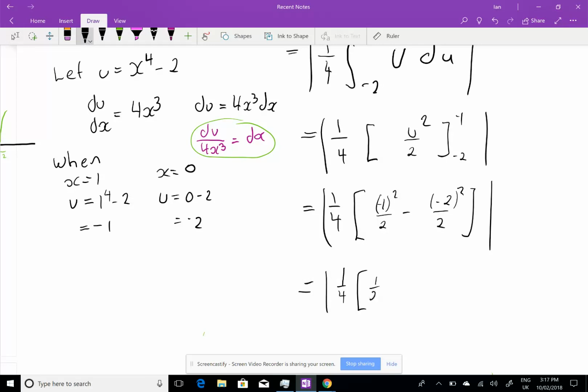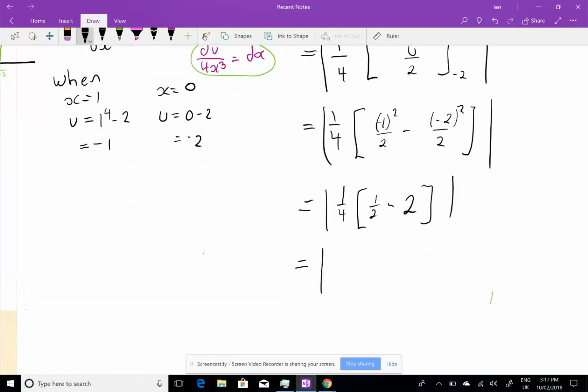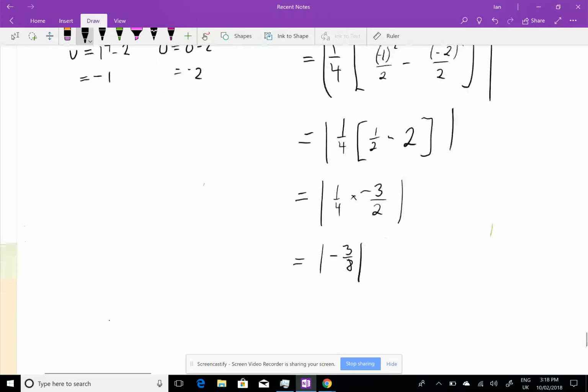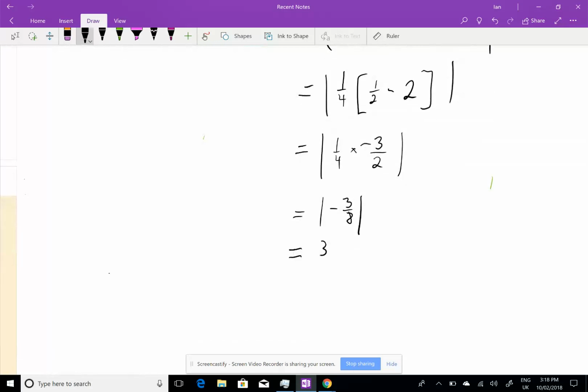I'm going to get a half minus 4 on 2, which is 2, which gives me a quarter times negative 3 on 2, which is negative 3 on 8. This is right, absolute value is 3 on 8 units squared, and it is right.